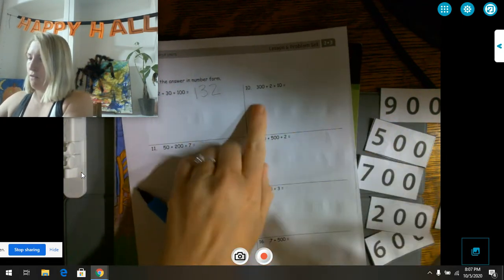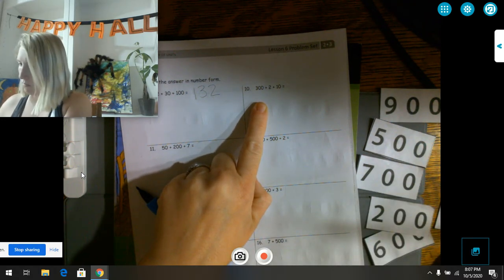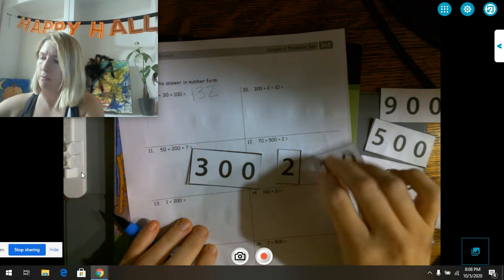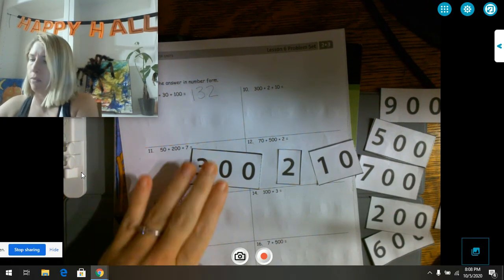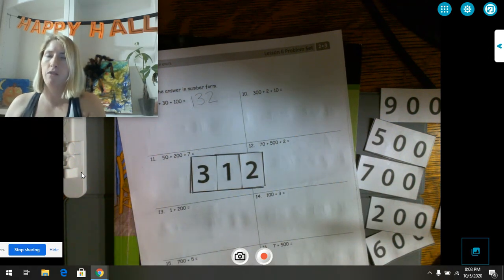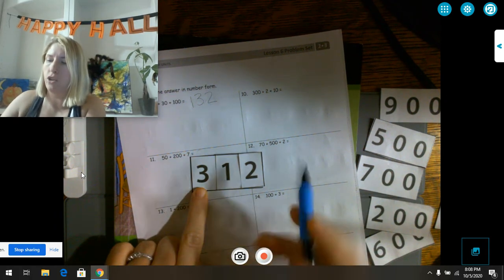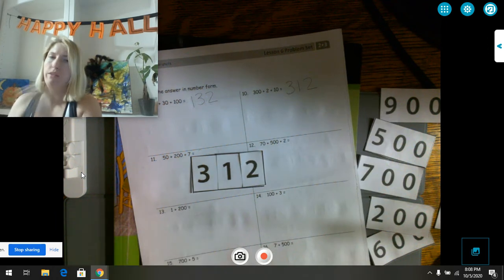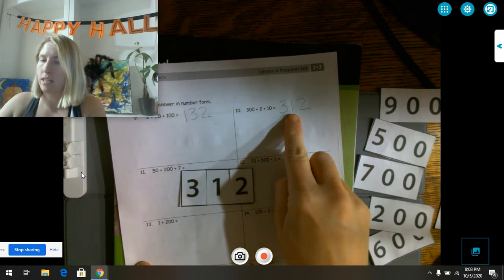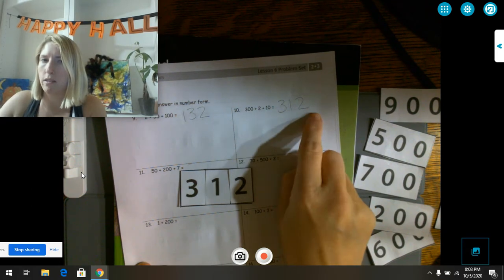Okay, next one, go ahead and find all of those pieces. 300, 2, and 10. Okay, and then we're going to put them in the correct order that they go in. And what number does it make? If we have 300, 2 ones, and 10, we get 300 and 10 and 2 ones, which is 312. Okay, there's that 3 in the hundreds place for 300. There's that 1 in the tens place for 10. And then there's the 2 in the ones place for 2 ones.